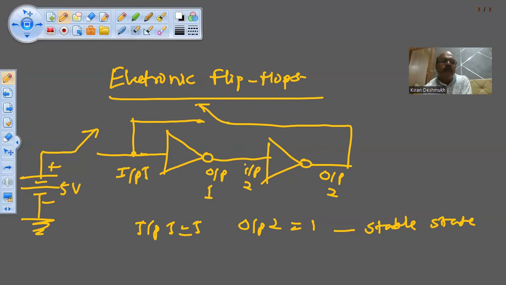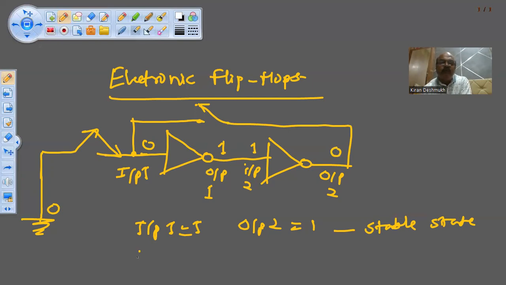Now, instead of connecting the battery, I remove this battery and I directly connect this switch to the ground. So now if I connect it here, this ground means zero. So I'm applying zero input. When the input to the inverter is zero, its output will be one. So the input to the second inverter will be one, so its output will be zero.